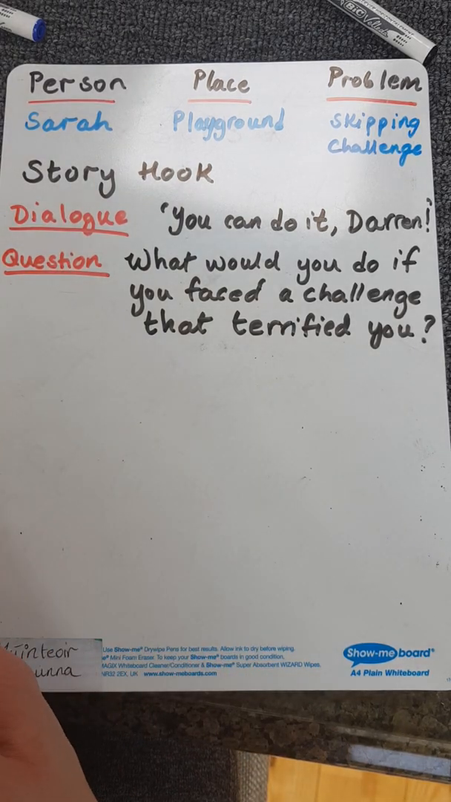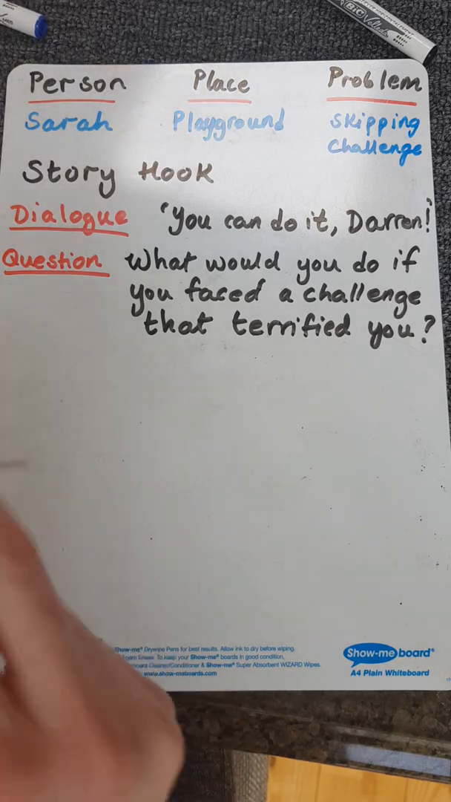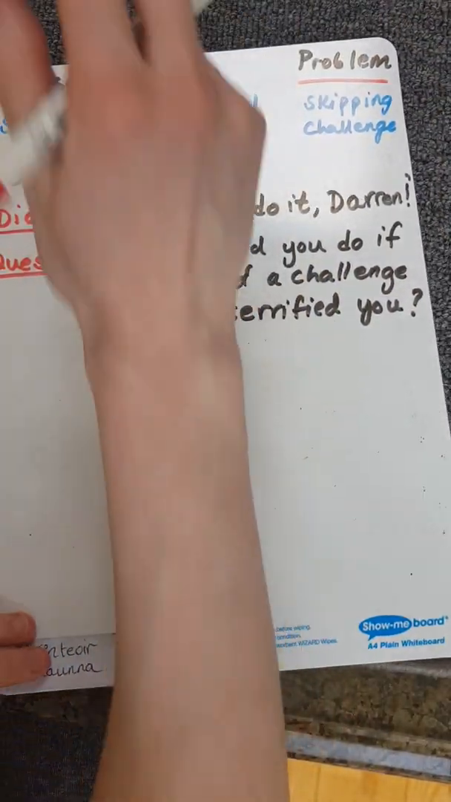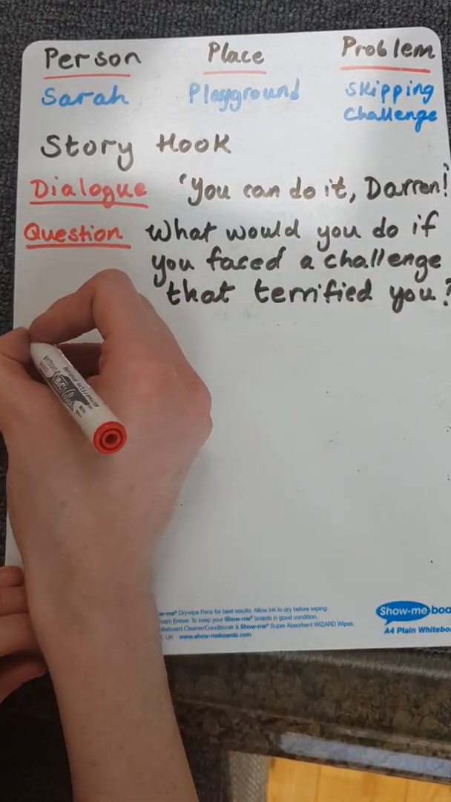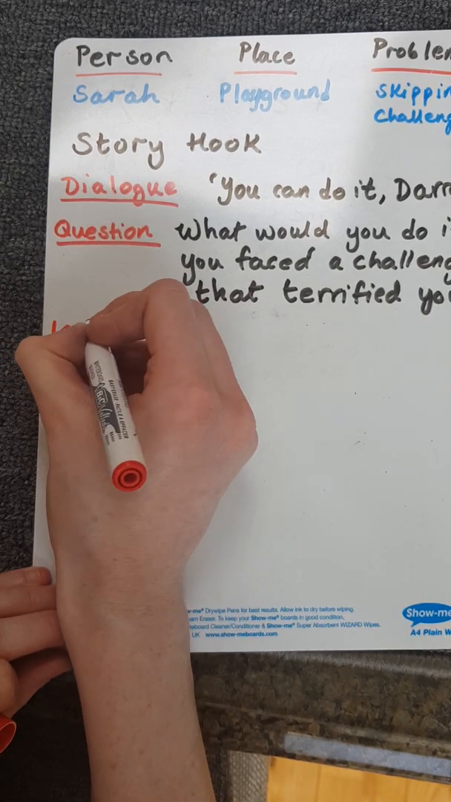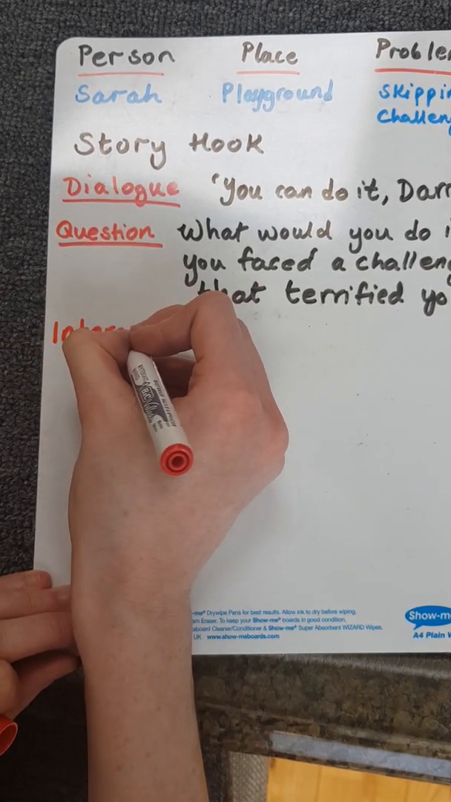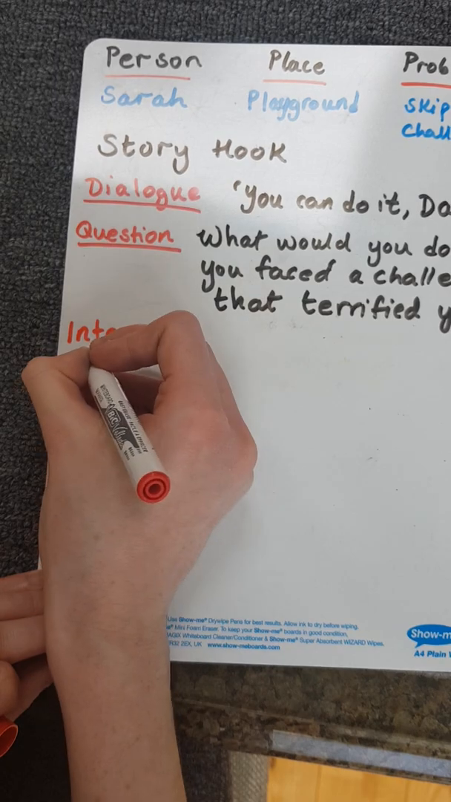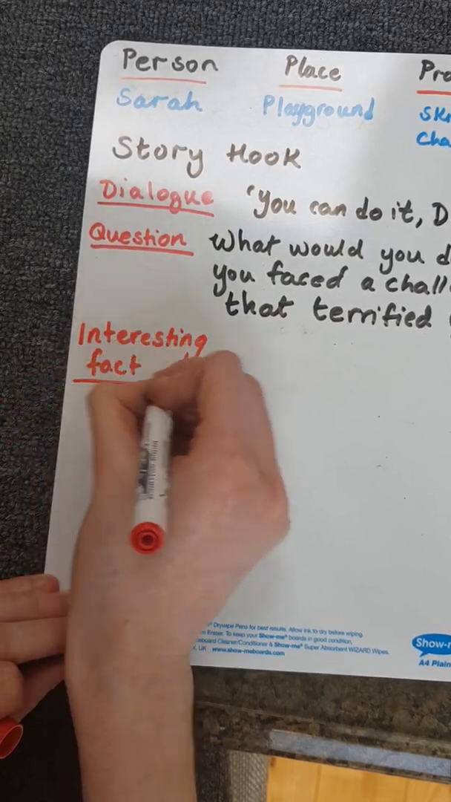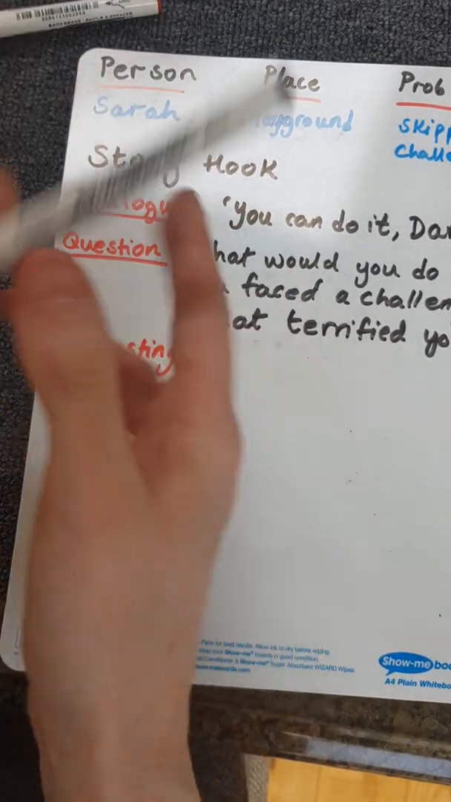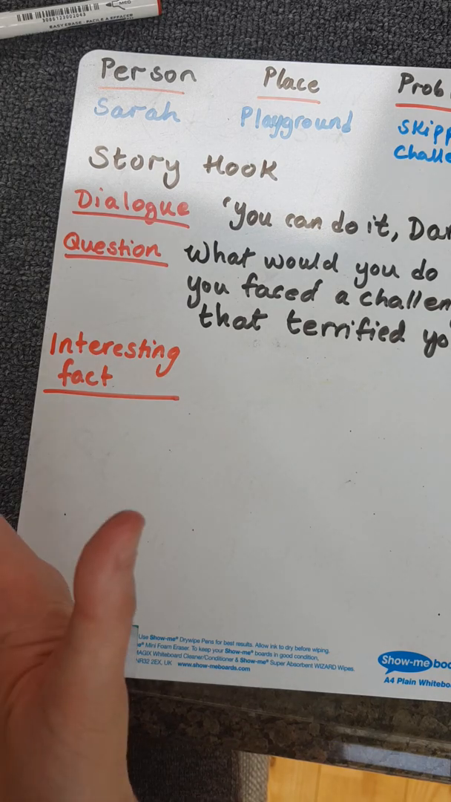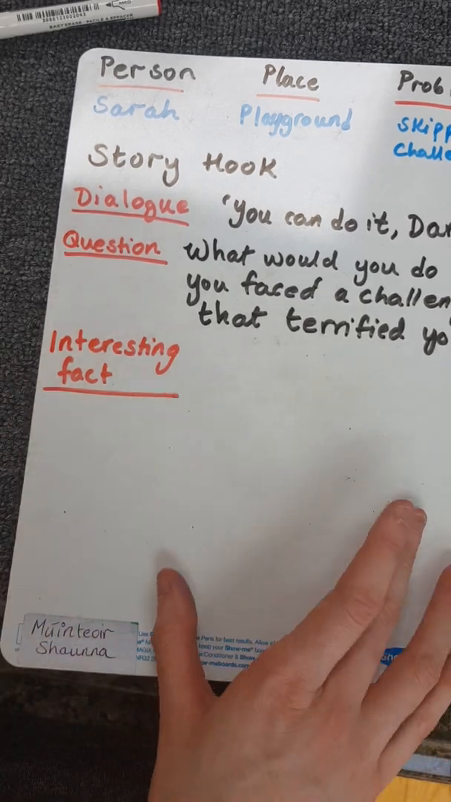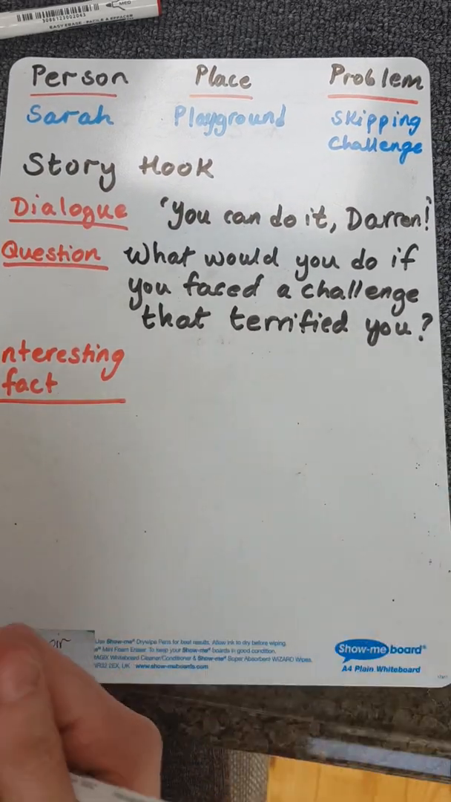Now, another form of story hook is an interesting fact, okay? So I'm going to put that one down here. Interesting fact. Now, an interesting fact which relates to the content of your story. So the content of my story and the topic is skipping and being in a playground, that kind of thing. So I'm going to make up an interesting fact.